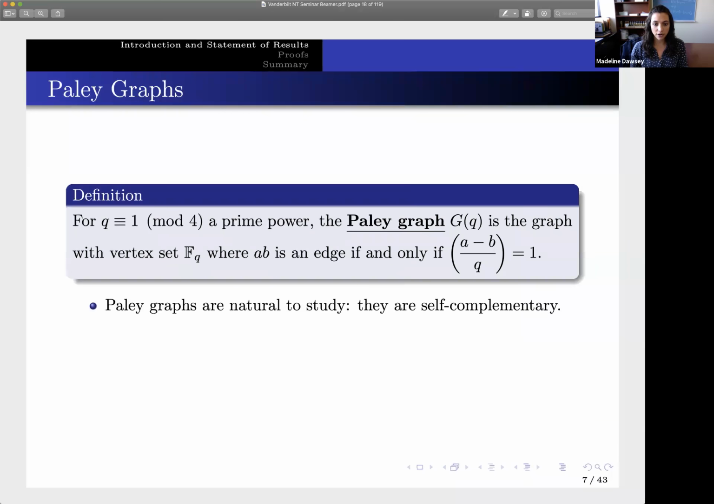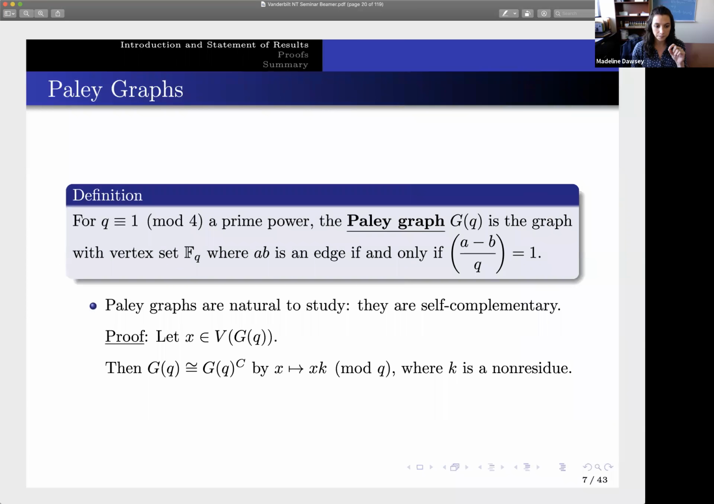So again, Paley graphs are pretty natural to look at with Ramsey numbers because they're self-complementary. If you want to prove this, I just have a short proof here. If you take any vertex in your Paley graph, so any element of the finite field, the way that you show they're self-complementary is you come up with a map between the graph and its complement and show it's an isomorphism. And so here's a map.